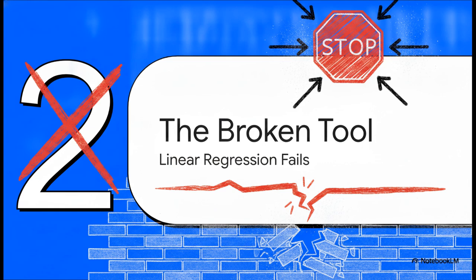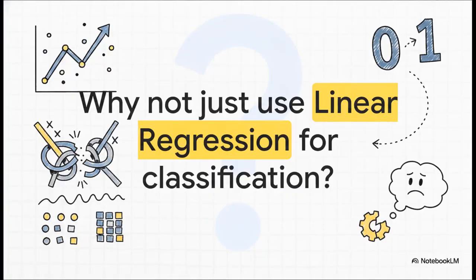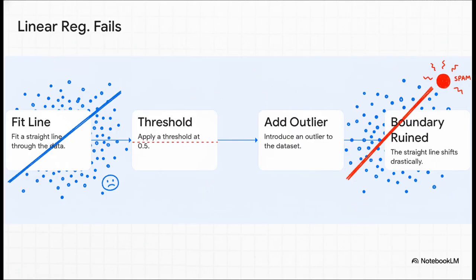Moving on to Section 2, the broken tool, and exactly why linear regression fails us here. Now, you might be sitting there thinking, hey, we already have fantastic algorithms for predicting numbers, like linear regression. Why not just use what we already know? I mean, why invent a whole new algorithm just because our numbers happen to be zeros and ones? Well, it turns out trying to force the linear regression algorithm to predict discrete values ends up breaking the tool completely. Let's actually visualize how it breaks.